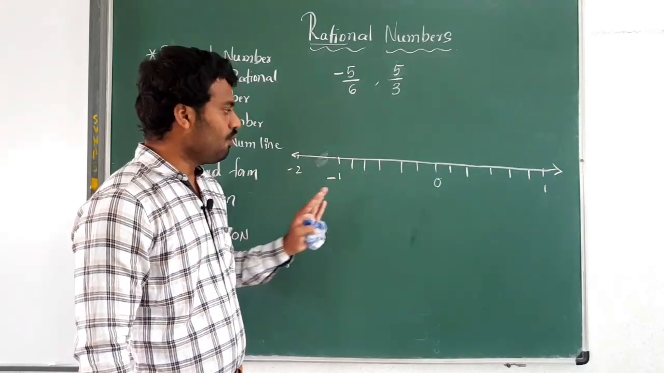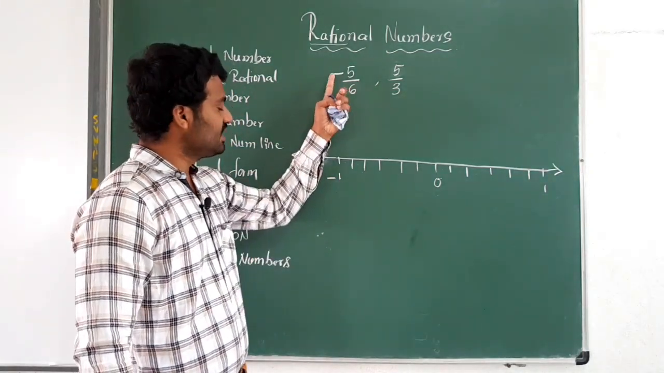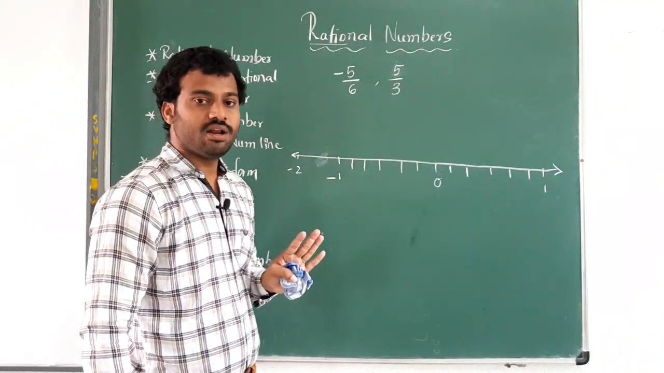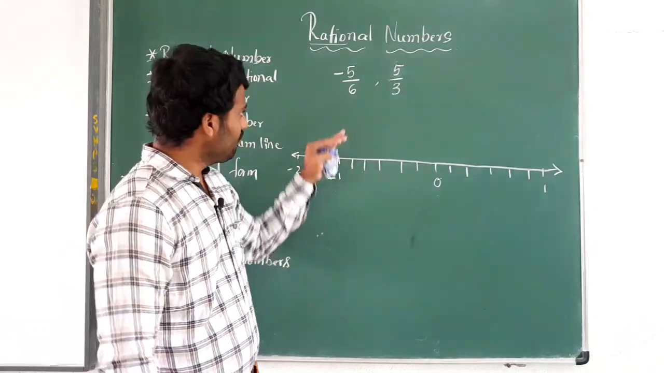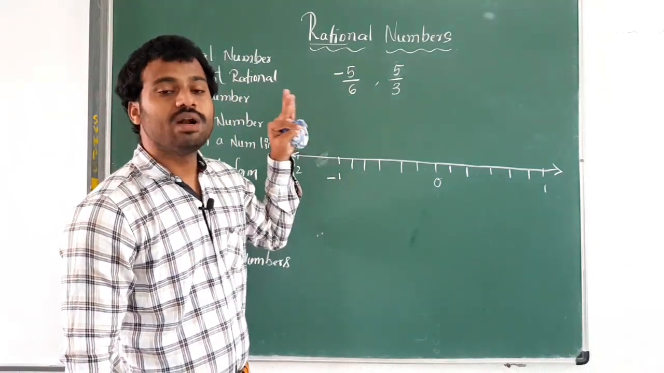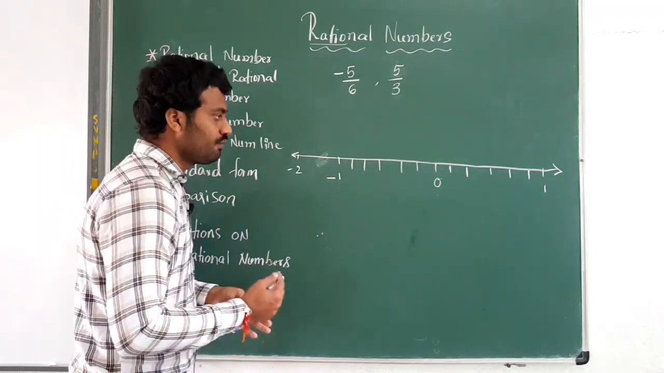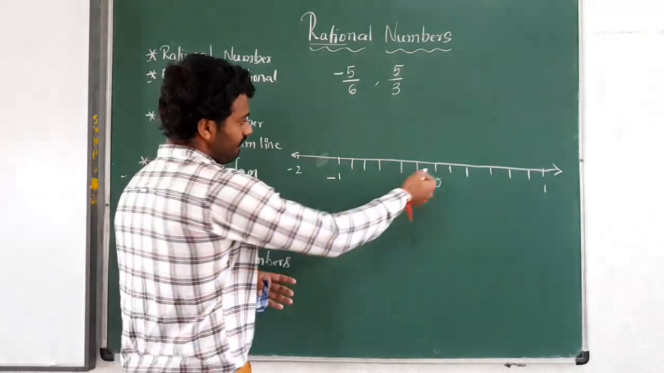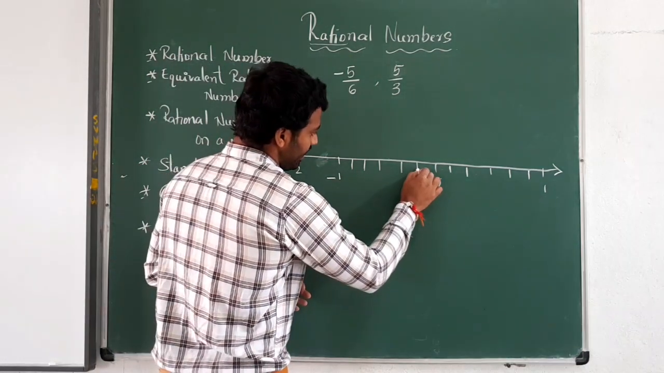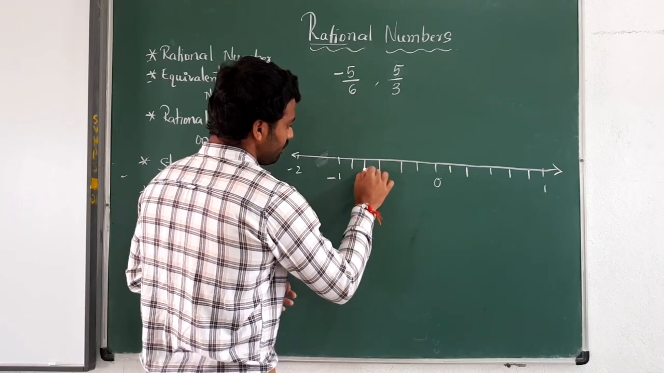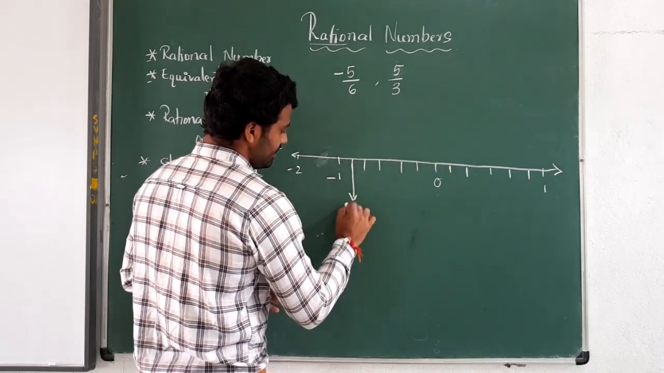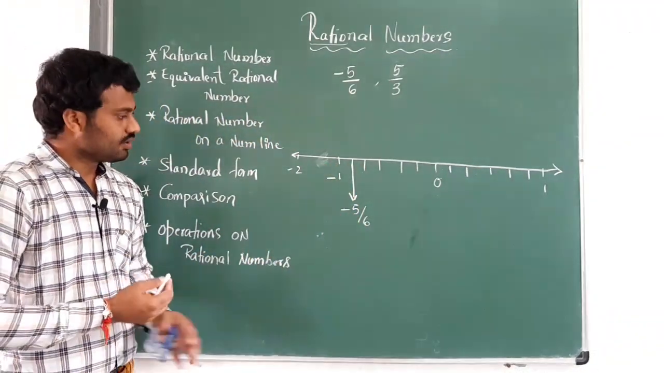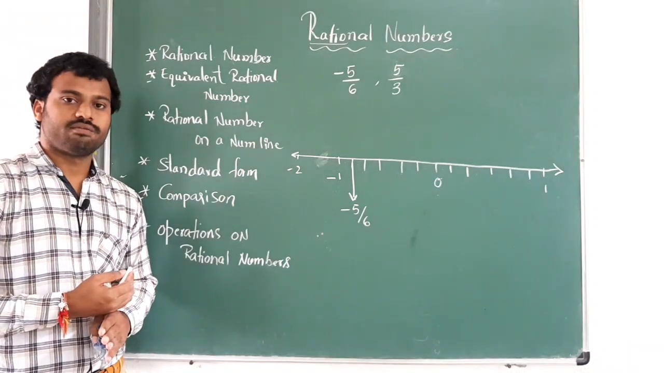Clear or not? So now what you have to do? As per the sign, we decide whether to move right or left. Sign will decide. So negative, so left side. Now just look at the numerator value. What is the numerator value? 5. So from 0, you have to count 5 parts. 1, 2, 3, 4, 5. This is minus 5 by 6.